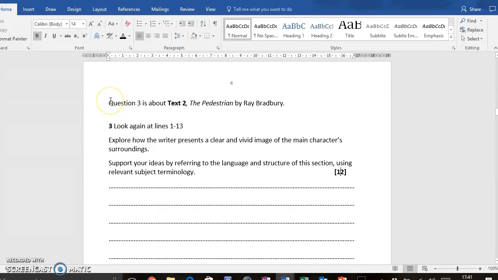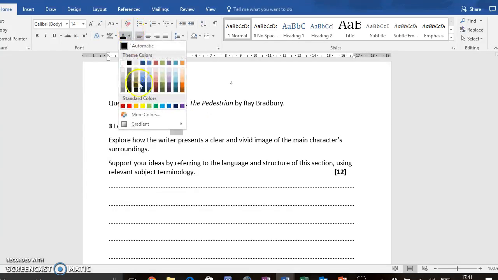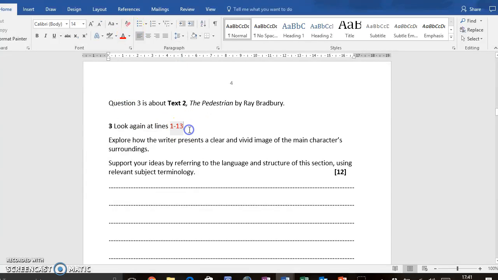So let's have a look at the question from your mocks. This question is about text 2, The Pedestrian by Ray Bradbury. And again, it's telling you which lines to look at. So I'd be drawing a line, or I'd be making some highlighting on my extract paper. And it says, explore how the writer presents a clear and vivid image of the main character's surroundings. So clear and vivid are very similar adjectives. They obviously are alluding to the fact that it's a striking image. It's clear, it stands out, and you're looking at how. So the language and structural techniques used to create that image.